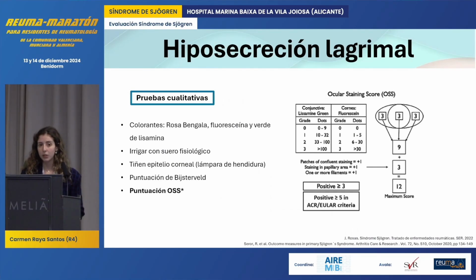We have another scoring system, which is the OSS score, which also evaluates these 3 zones. The maximum score is 12. It is generally considered positive when it is greater than or equal to 3. But according to the ACR-EULAR criteria, it is considered positive if it is greater than or equal to 5.